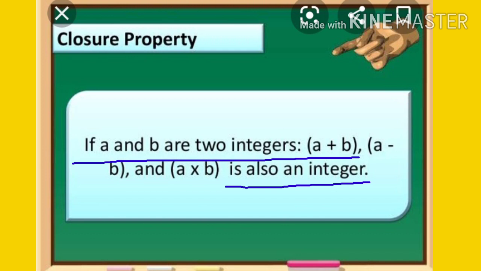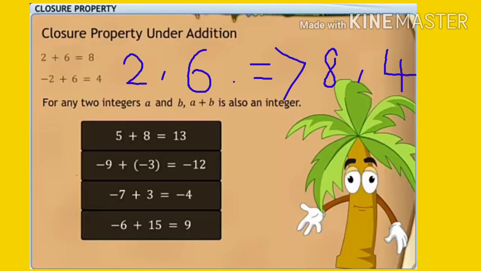In class 6, we have studied that the collection of whole numbers is closed under addition operation. The sum of two whole numbers is always a whole number. Does this property hold for the collection of integers also? Yes, it holds. Let us prove this from some examples.